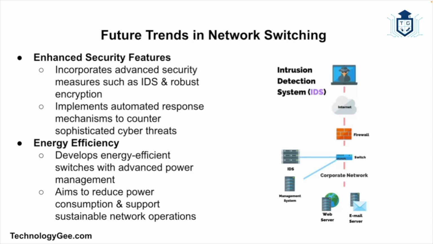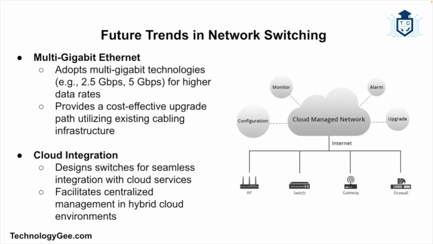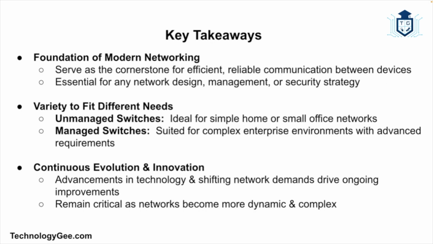There's energy efficiency. So, as organizations strive to reduce their environmental footprint, energy efficient network switches that consume less power and support advanced power management features are becoming more prevalent. Another future trend is multi-gigabit Ethernet. This is increasing to accommodate higher data rates over existing cabling infrastructure, which will provide a cost-effective upgrade path for organizations. And then there's cloud integration. So network switches are being designed to seamlessly integrate with cloud services, enabling hybrid cloud environments and facilitating centralized network management through cloud-based platforms.